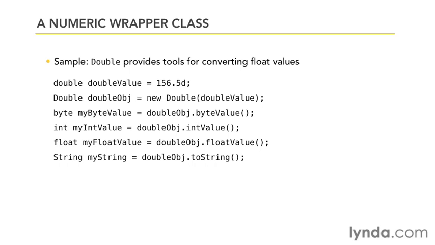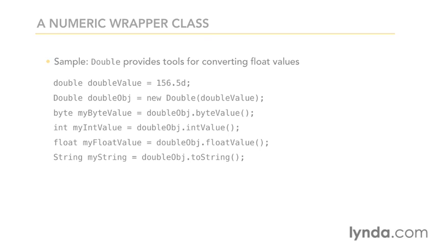Because a double value can have more precision than, say, a byte or an int, calling the syntax will result in truncating the value. So the result of my intValue would be simply 156. The result of my byteValue, though, because 156 exceeds the available range of a byte, would wrap around, and you would actually end up with a negative number. I'll show you examples of these in some of the code samples.